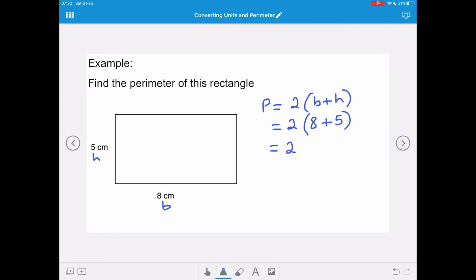Now, BODMAS says that we need to do the bracket first, so it's 2 multiplied by 13, and that gives us 26, and our units will be centimetres. And this is the same answer that we get from adding 8 plus 5 plus 8 plus 5, giving us a perimeter of 26 centimetres.